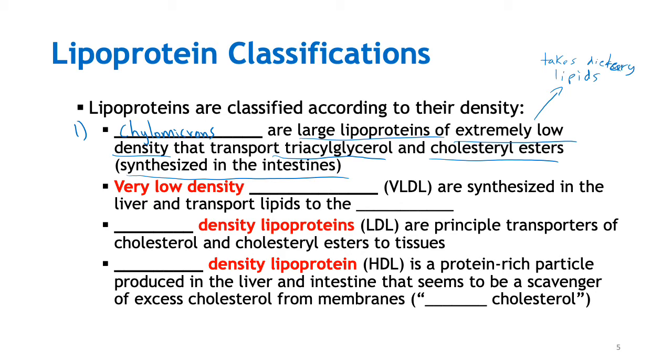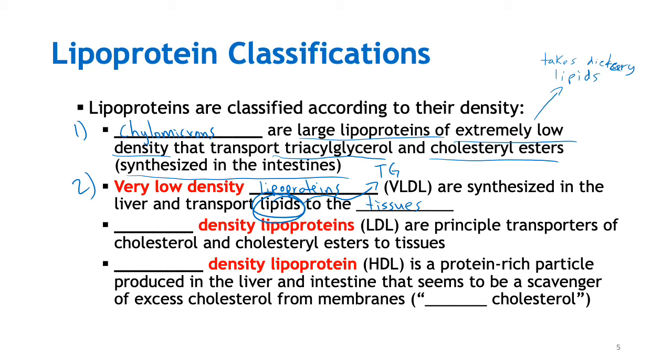Next up on the list, number 2, you have VLDLs, very low density lipoproteins. And what these do is they are synthesized in the liver and they transport lipids to the tissues. Now, when I say lipids right here, what I really mean is TGs, triacylglycerols, fatty acids, those sort of things. They don't really transport cholesterol.